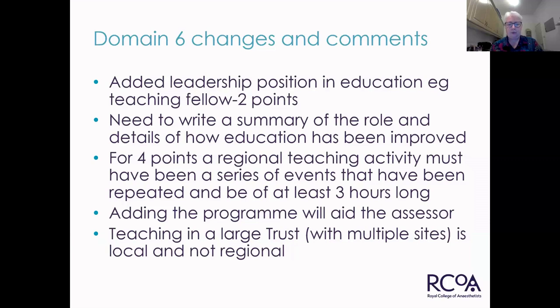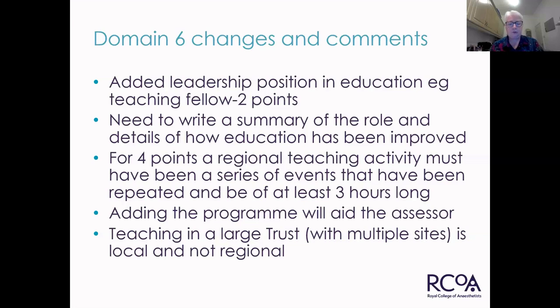We've also added for 2 points, leadership positions in education. So for instance, if you're a teaching fellow or a sim fellow or something equivalent, you may be able to gain points in this domain, but you need to write a brief summary of the role and what you've done as a teaching fellow, so that we can see that you've not just been appointed and only just started, but that you actually had some role in improving education, training and teaching in your trust.